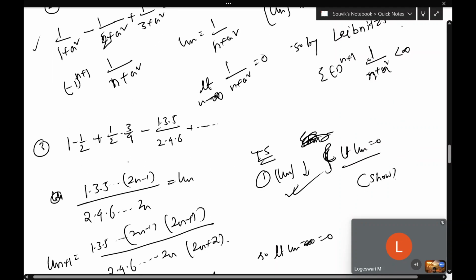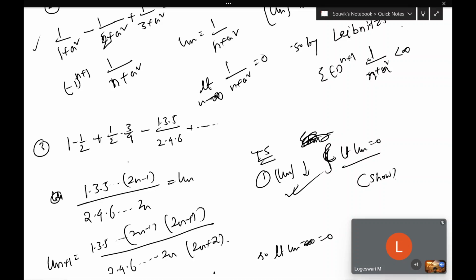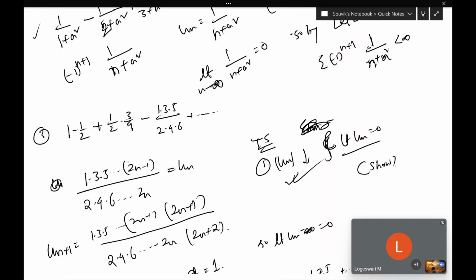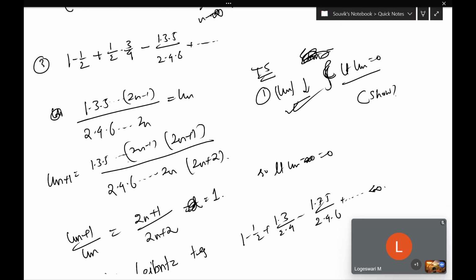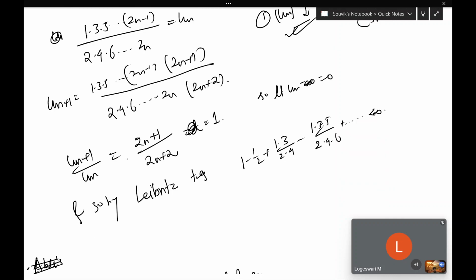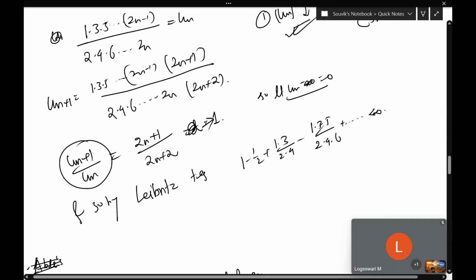And 1 - 1/2 + (1·3)/(2·4) - (1·3·5)/(2·4·6) + ... this converges. This is an alternating convergent series. How? If we call this u_n, then we can show u_n is monotone decreasing, which is easy to observe, and the limit of u_n is 0. Why? Because if we consider the limit of u_(n+1)/u_n, this limiting value is 1. So the limit of u_n is equal to 0. So the Leibniz test gives the alternating series convergence.